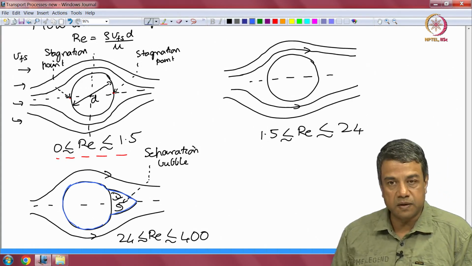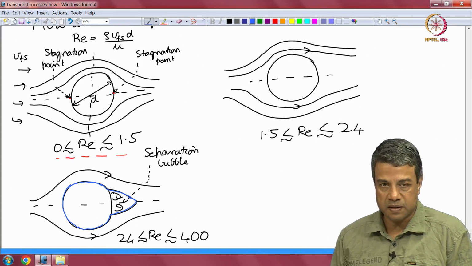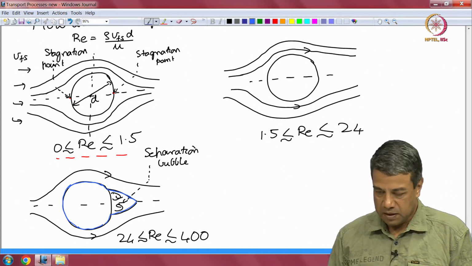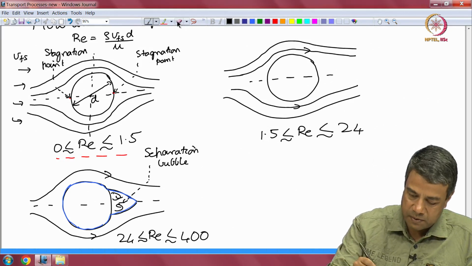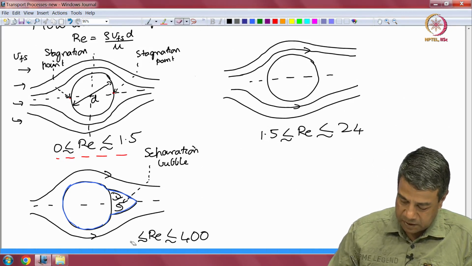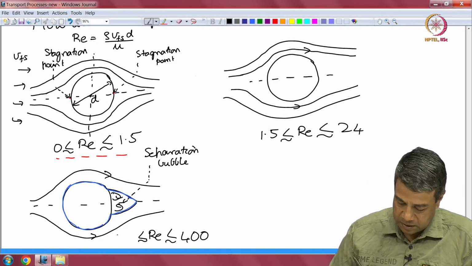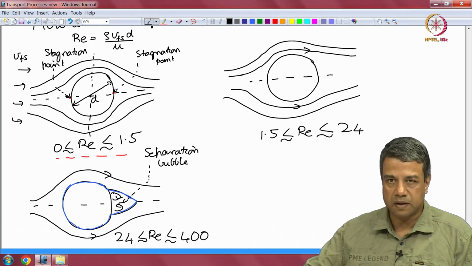So, the fluid is going around the separation bubble in this case. This happens when the Reynolds number is between about 24 and 400.